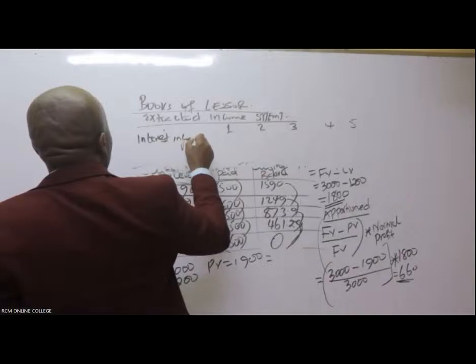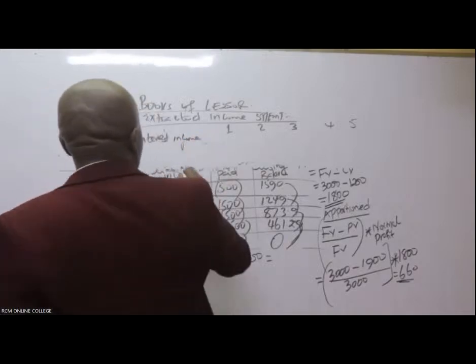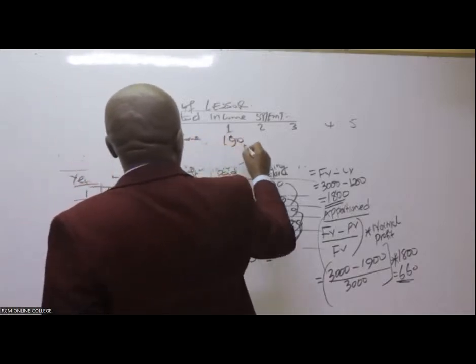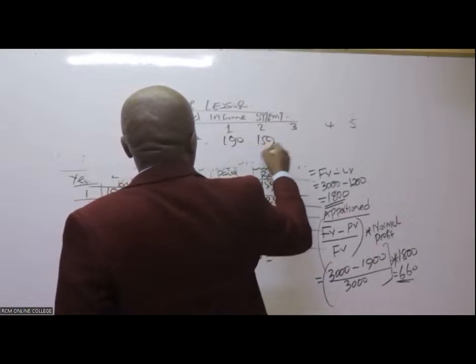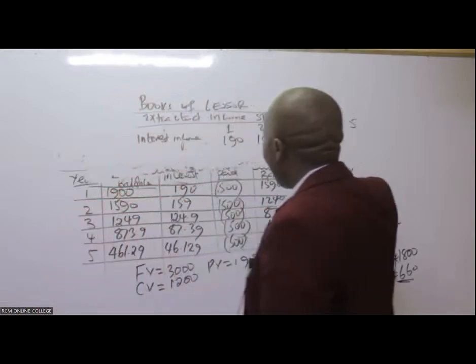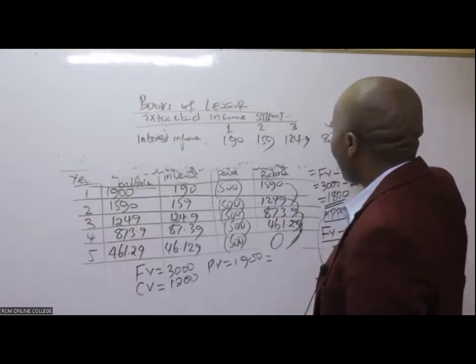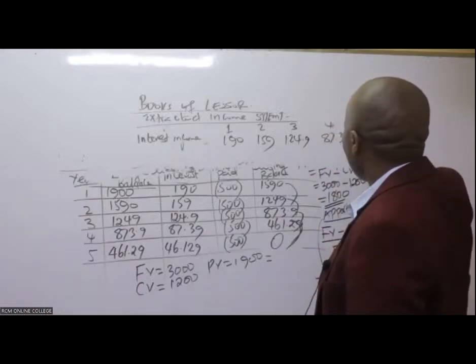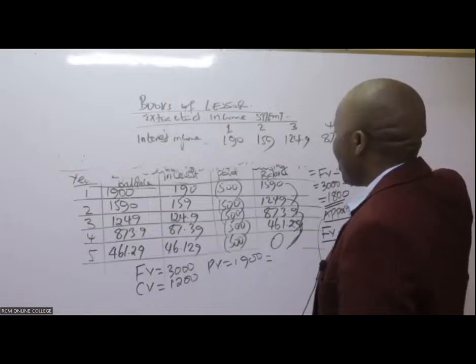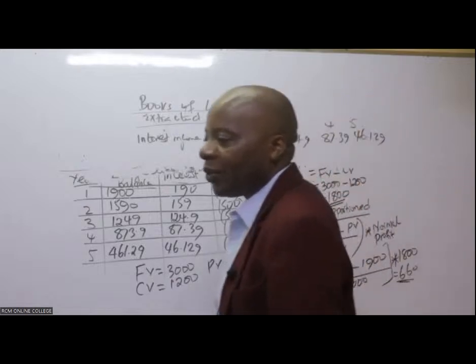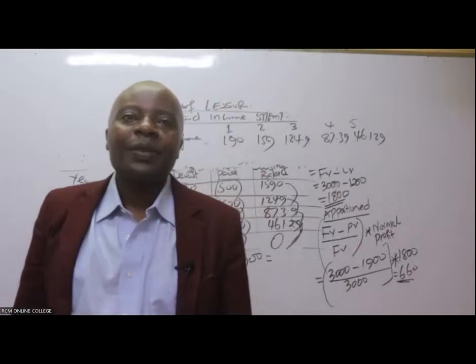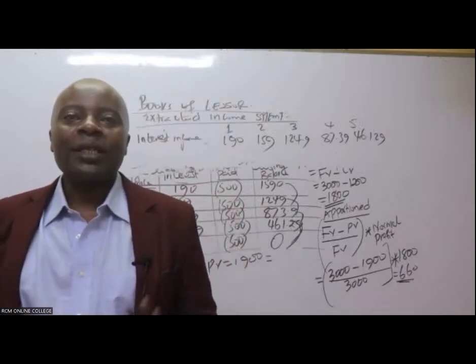Interest income is this one here. So we have 190, we have 159, we have 124.9, we have 87.39, we have 46.129. Is there any other thing you will recognize in the income statement?